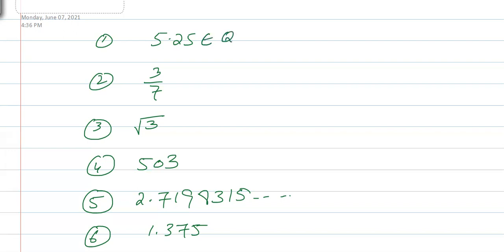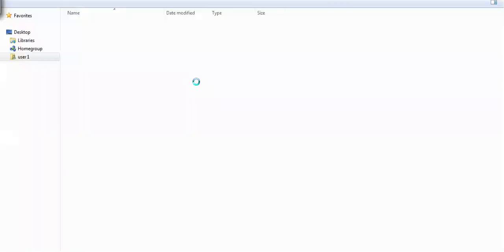It is rational because this symbol now you know very well. If I'm using this symbol, it means I will say it is present in that group. So 5.25 is present in Q. 3 over 7. What is 3? An integer. What is 7? An integer. When you divide two integers, it is always rational. So you can say it is irrational.